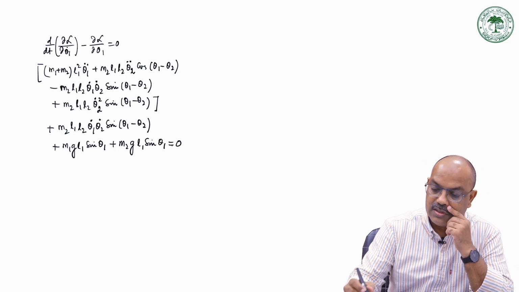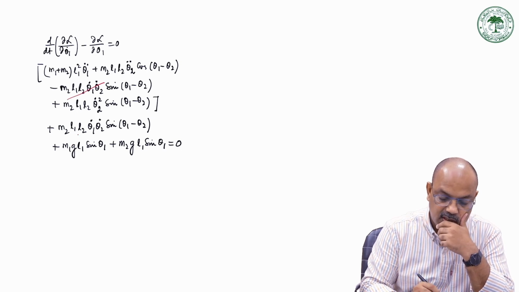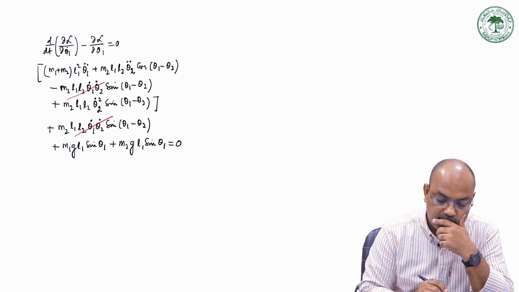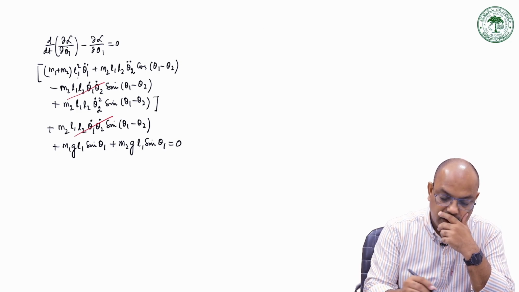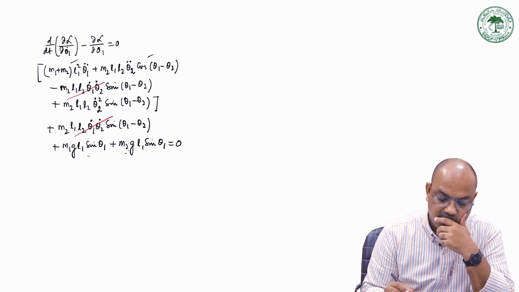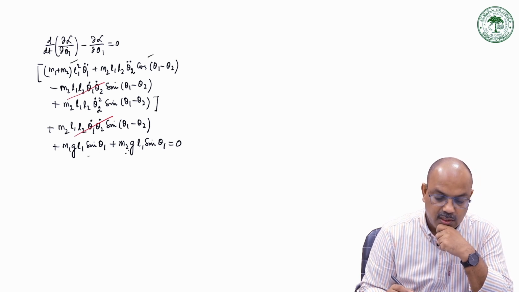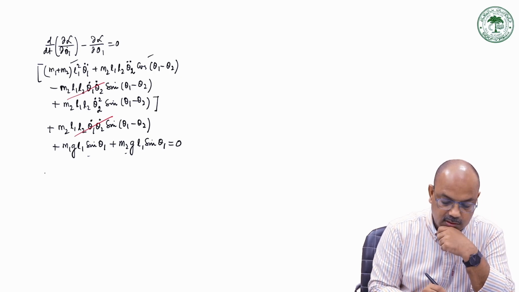So now you can see here that one term is cancelling out. These two are cancelling out, so I've been left with these terms: 1, 2, 3 and 4 equal to 0. So I can write this as the final equation of motion.